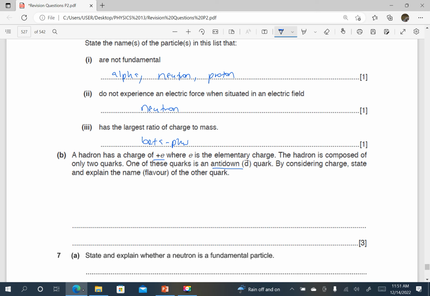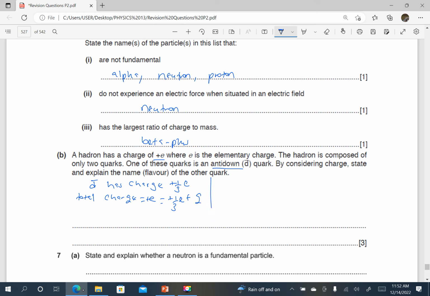So the total charge is Q. We know that an anti-down quark has charge, because down is negative 1 over 3e, then anti-down is going to be positive 1 over 3e. Then we can find the other quark by finding its charge first. So we have that the total charge equals positive e, and this is going to be for anti-down, which is positive 1 over 3e, plus the charge of the other quark.